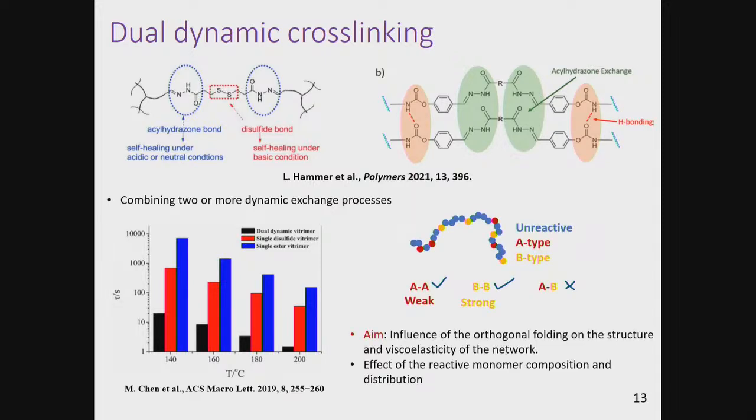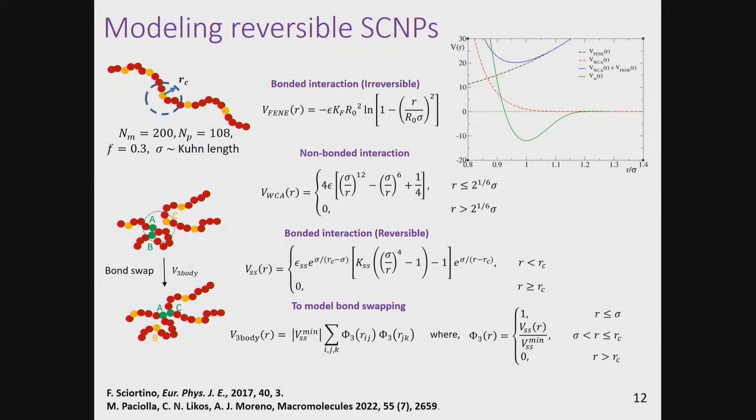So with that motivation, we took the chain to be of this form. It's the same Kremer-Grest bead-spring model. The only difference is we now have two types of reversible interactions, AA and BB. We don't allow the cross interactions AB, but we do allow AA and BB. And to understand the relative influence of the bond strength, we make one of them stronger compared to the other. Let me show you where this bond strength enters the model. This epsilon SS that you see, which is precisely this depth, is nothing but the bond strength of the reversible bond.